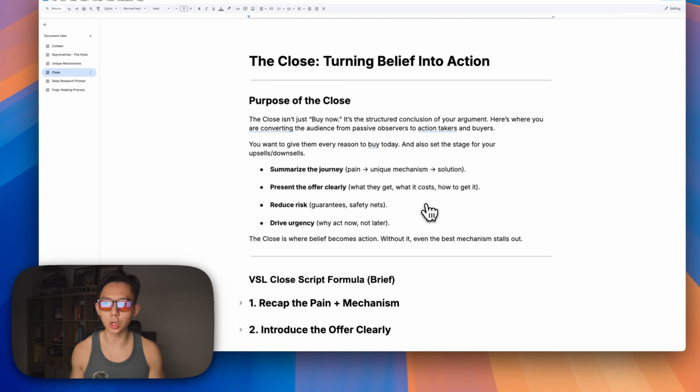So you want to summarize the journey, explain the journey of getting to the solution, present the offer clearly, reduce risk with guarantees and safety nets, and number 4, drive urgency, right? The close is where belief becomes action. This is where they take out their credit card to make their purchase.